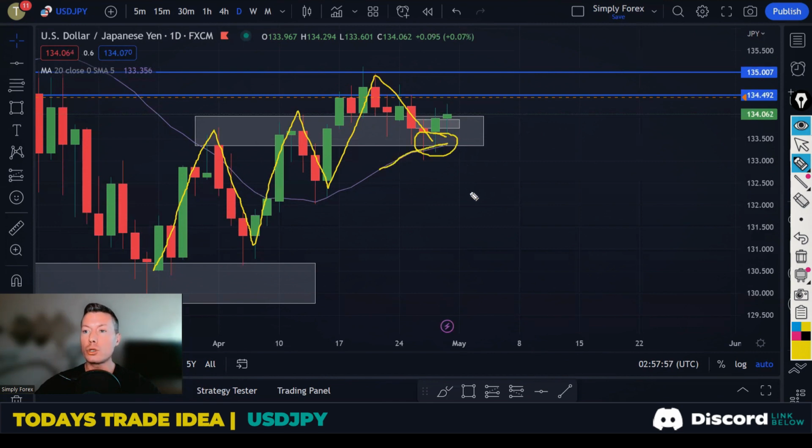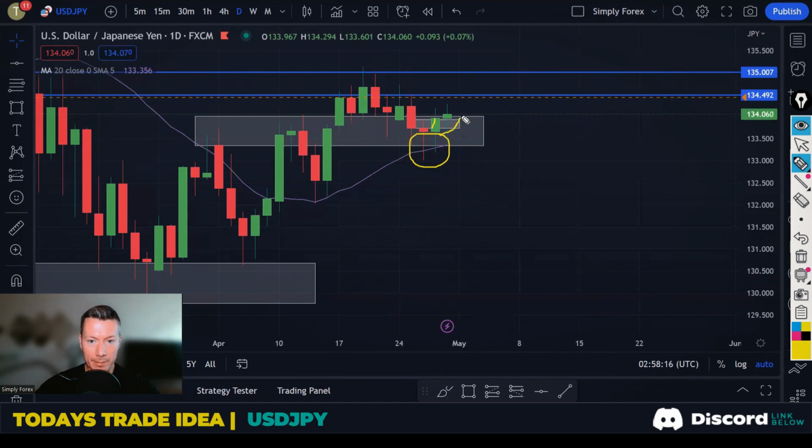And the moving average 20 is the mean. Basically, it's the average. Price wants to revert back to the mean. This is how I use the moving average 20. But then again, I also look at candlesticks. Look at the wicks. Look at the wicks we have here and this bullish candle from yesterday.